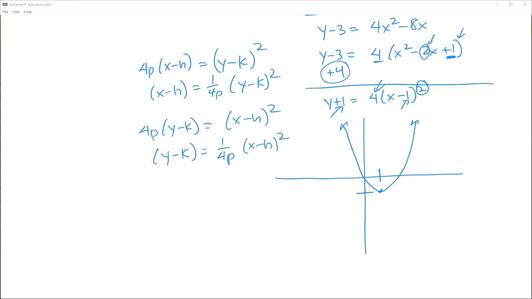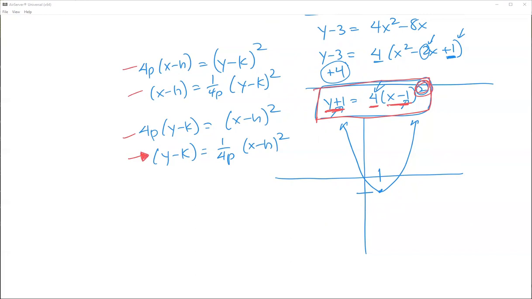Okay, so for this equation right here, that I'm gonna draw in red, which one would we use? We'd use the first one, second one, third one, or fourth one? Which form is it in? It's the fourth one, right? Because here's a y minus k, here's a 1/4p times x minus h squared. So that's why we're using the fourth one right here.